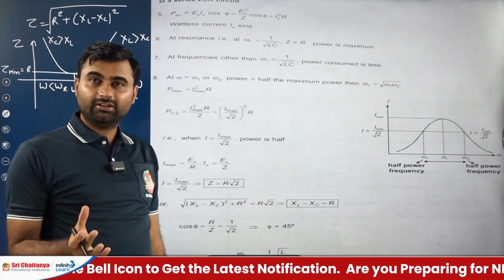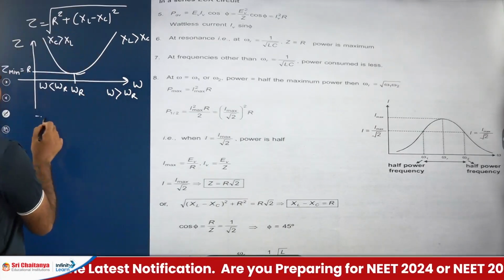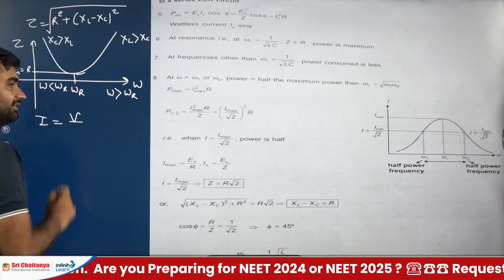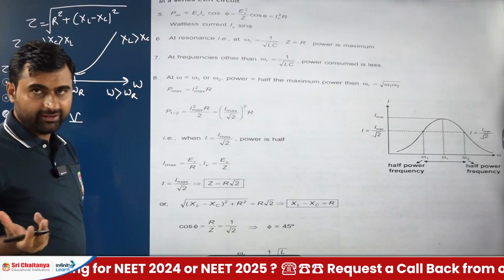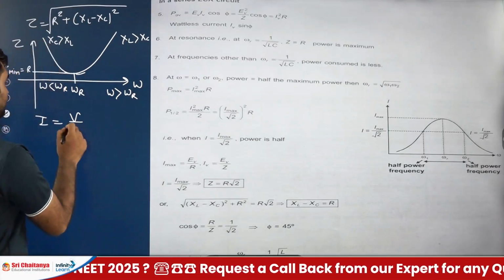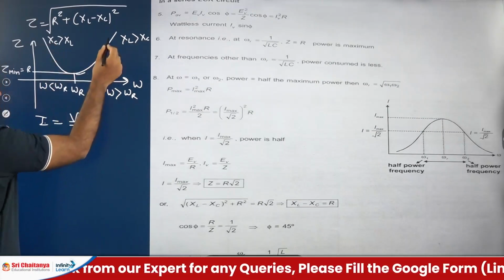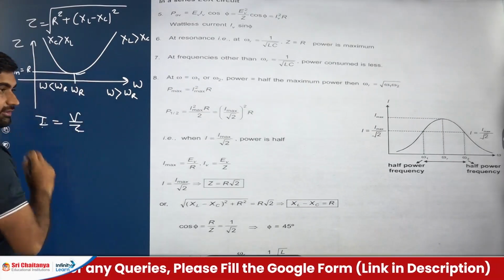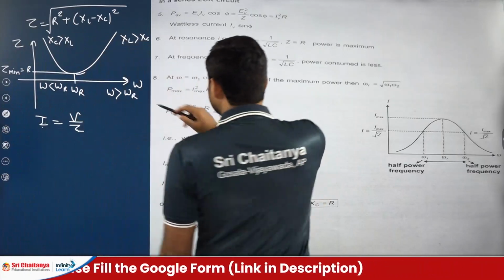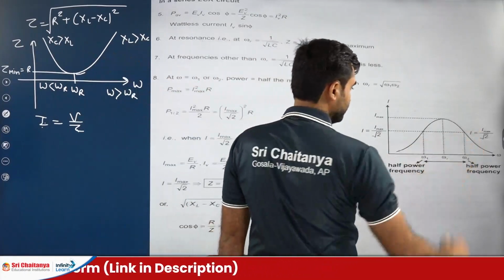Now what about the current graph? You know the current value is V by Z, where Z is the impedance, similar to resistance. So the current graph will be the inverse of this Z graph, like this.